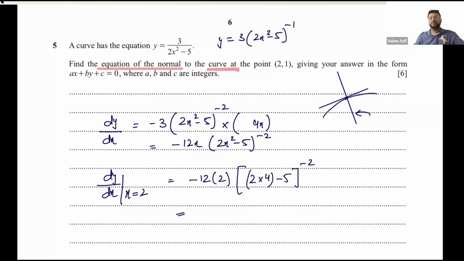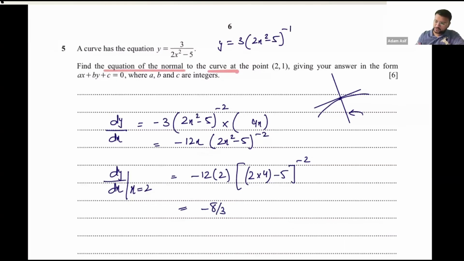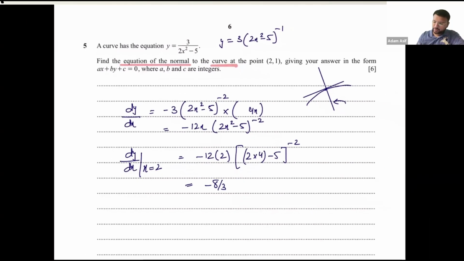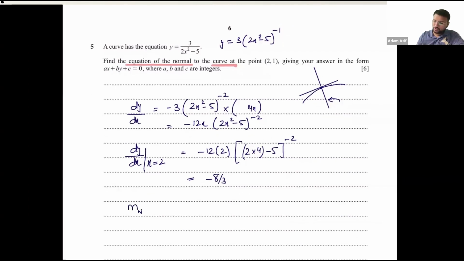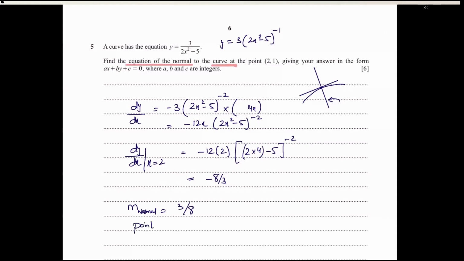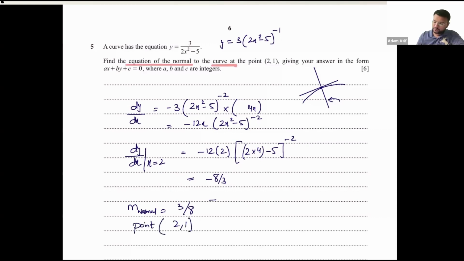Give me the value of the gradient. So I got minus 8 upon 3. Minus 8 upon 3. So if the gradient of the tangent is minus 8 upon 3, then the gradient of the normal line would be the negative reciprocal, 3 upon 8. And the point where it is passing through will be (2, 1).